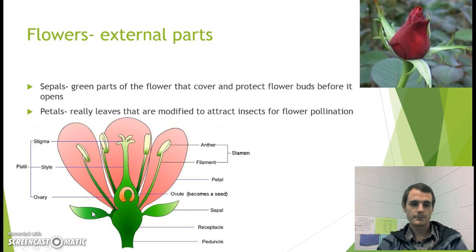The petals, just think of the daisies, she loves me, she loves me not. Those petals are the parts that you'd actually pick off on the daisy. So they're really leaves that are modified to attract insects for pollination. So the purpose of the petals is to attract insects and other critters for pollination and reproduction for that plant.